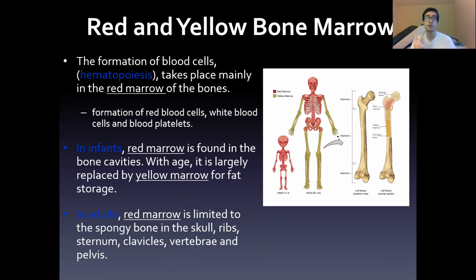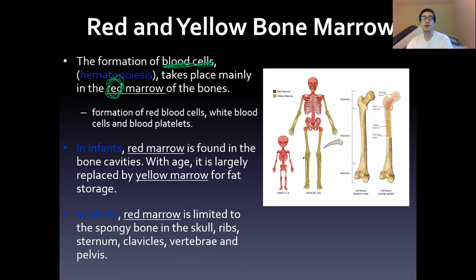So there are actually two different types of bone marrow in human bodies. The blood cells that we've been talking about all this time, the hematopoiesis, making the blood cells, is what happens in the red marrow of the bones. So red blood cells, which is where the red marrow gets its name from, white blood cells, and platelets all are made in the red marrow of our bones.